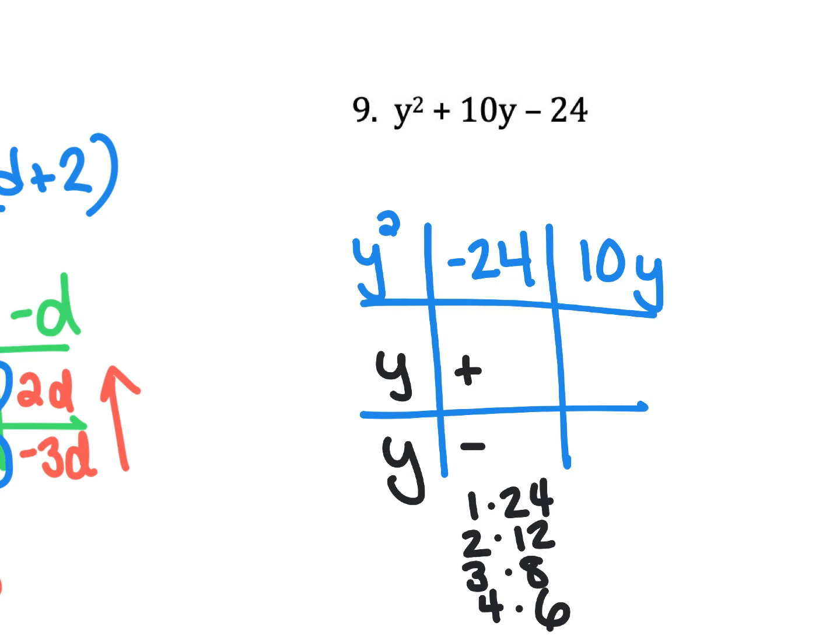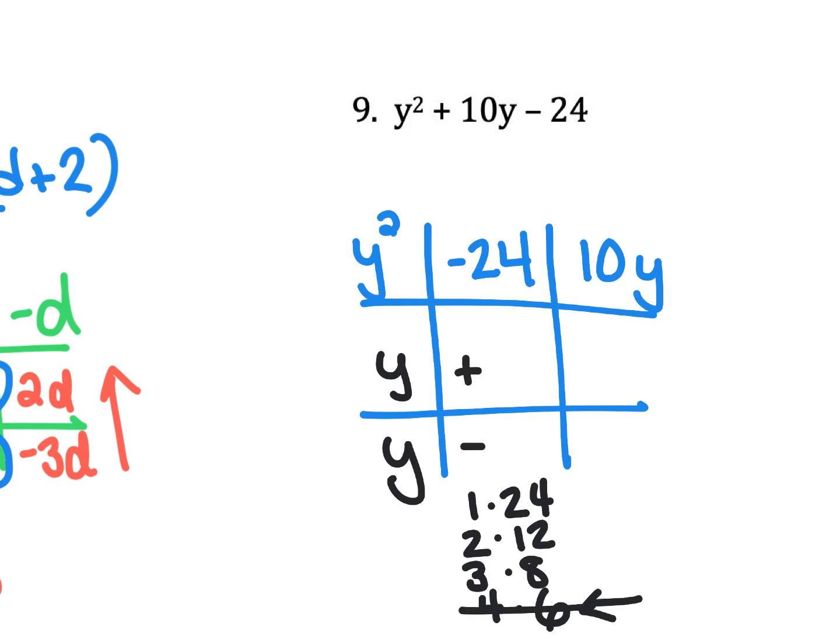I start with my two closest together, the 4 and the 6. So I'm going to put 6 and 4. I multiply across, that's 6y, negative 4y, and that adds to 2y. Okay, even if I switch the signs, not going to work. So I'm going to back up and do a little erasing.